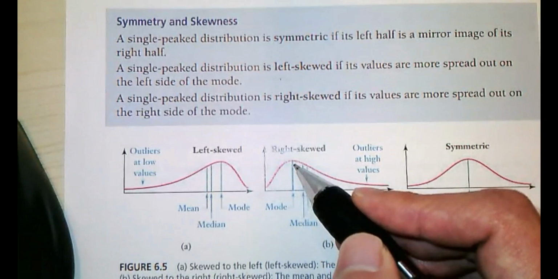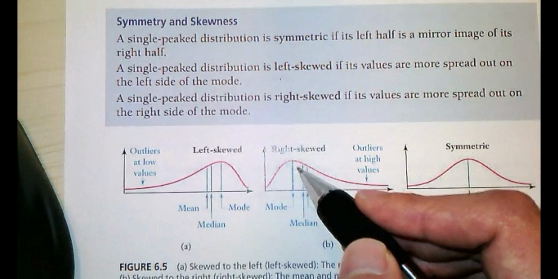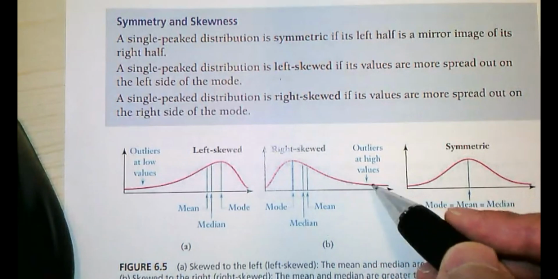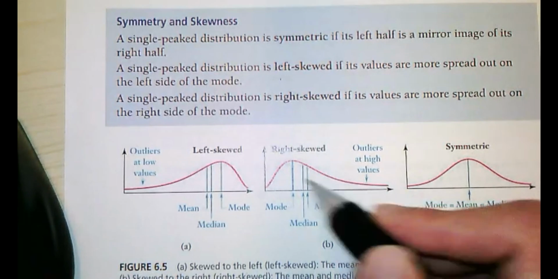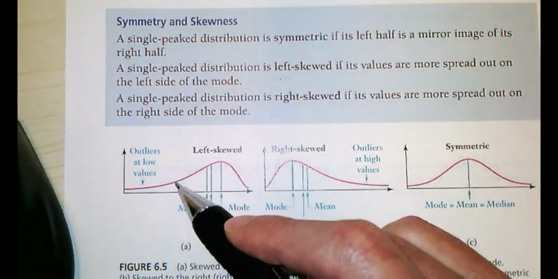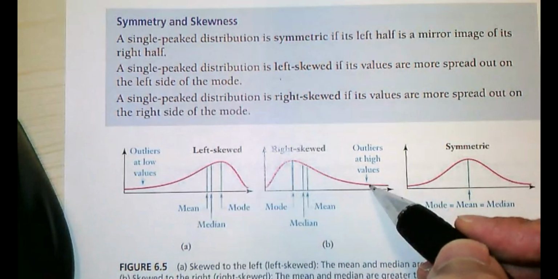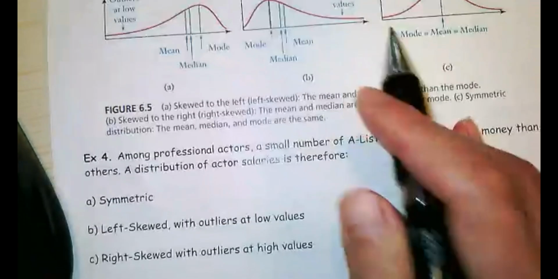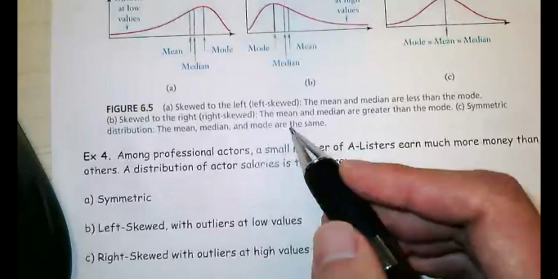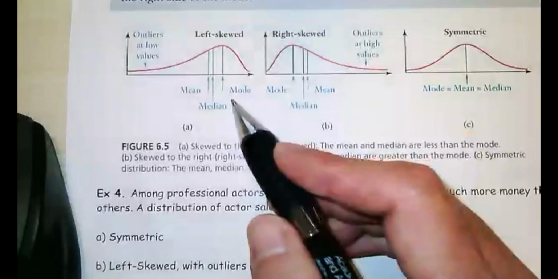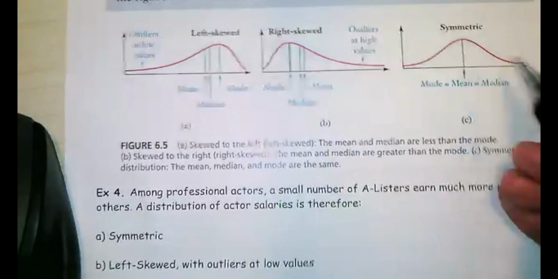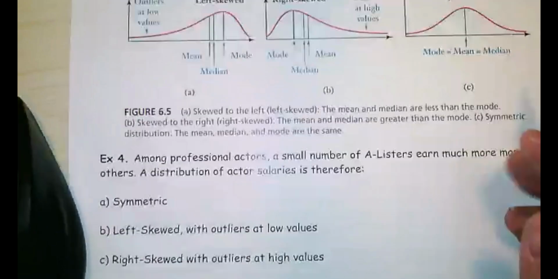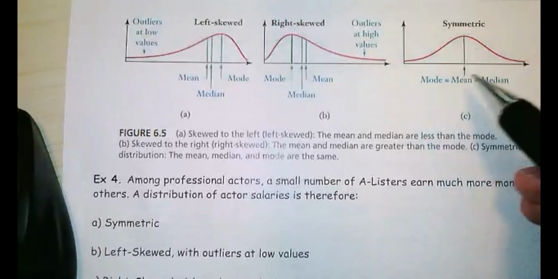So first find the peak, then find where the other values are, to the right or to the left. If to the left, left skewed. If it stretches to the right, then it's right skewed. That's just the idea. And the last graph is symmetric. We have nothing to talk about there. It's just very simple.